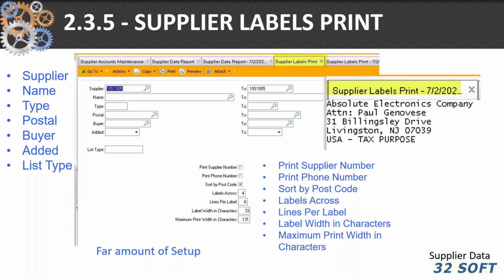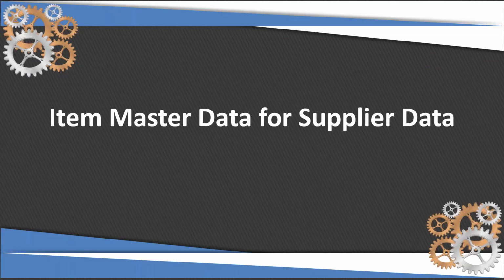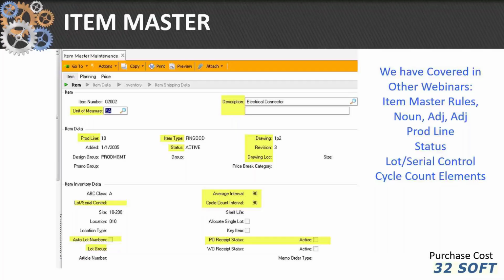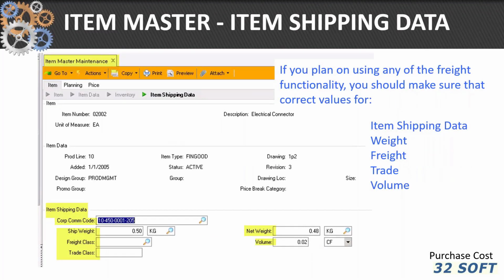You want to be able to identify your parts. The item master file for supplier data. We've covered this in a number of webinars. Rules, product line, status codes, etc. If you use shipping data, you should have that shipping, freight, weight information so that the system can calculate your cost of freight accurately.